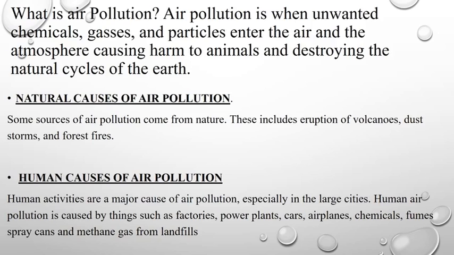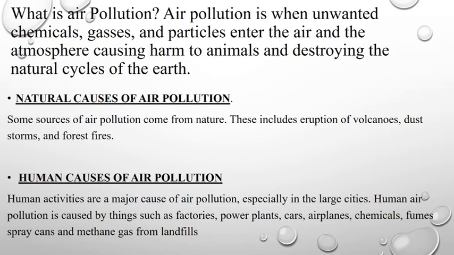Now we have some causes of air pollution. We have natural causes and human causes as well. What are some of the natural causes of air pollution? Some sources of air pollution come from nature. This includes eruption of volcanoes, dust storms, and forest fires. These are natural causes: eruption of volcanoes, dust storms, and forest fires.